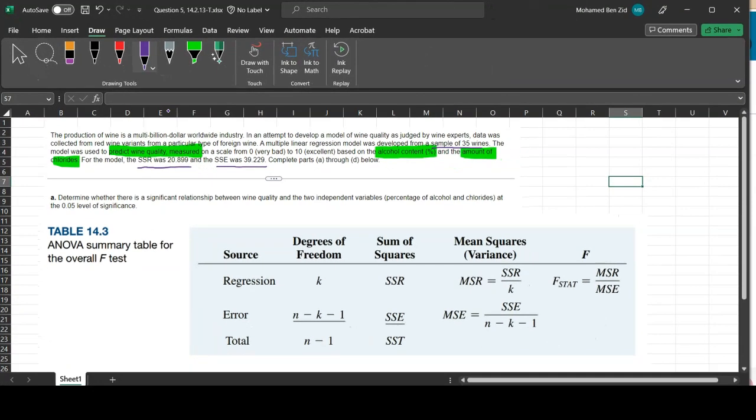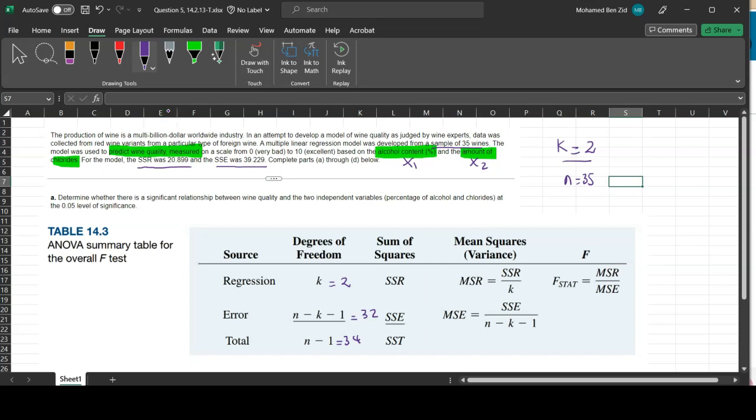Because we have x1 and x2, we expect K to be just 2. This is the table from your book. Since n equals 35, n minus 1 is 34, and 35 minus 2 minus 1 is 32. So far we have the degrees of freedom done.